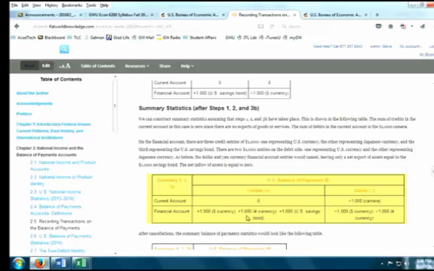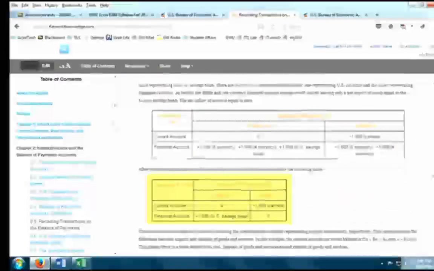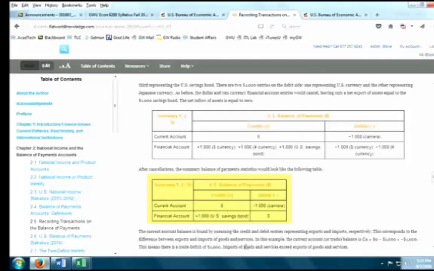On the financial side, we've got a bunch more transactions. We've got the currency going out and coming back in. We've got the yen currency coming in and going back out. Those are going to cancel out, and the net effect is going to look exactly like this. Now we've got current account, zero exports, $1,000 imports. Financial account, $1,000 exports, zero on the imports. So $1,000 worth of assets were exported from the country, zero worth of assets were imported into the country, net.